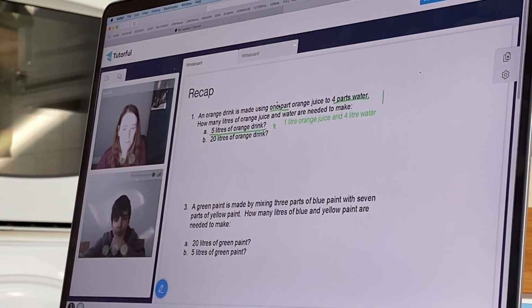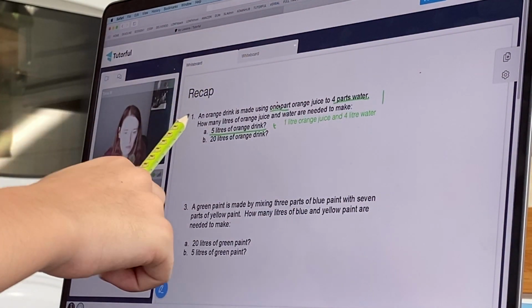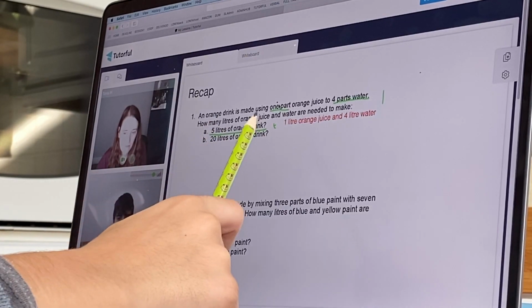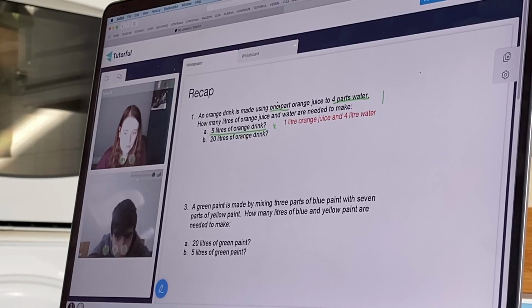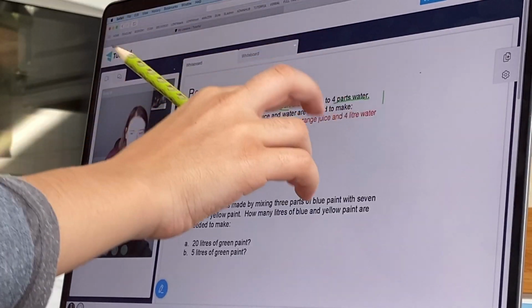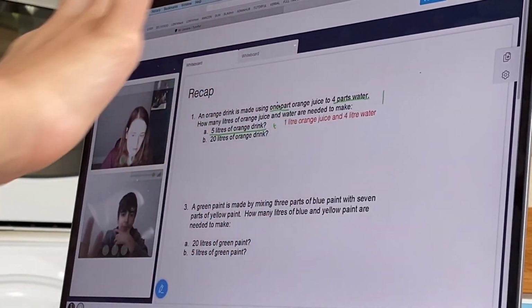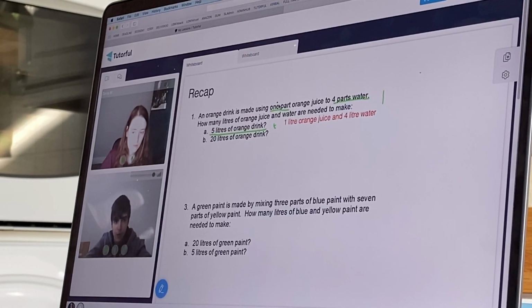And part B. So this time we want to make 20. We knew what we had to make last time for 5, but this time we want to make 20. So what do we need? We add them together and then multiply by 4. Yeah, brilliant. So to get from A to B, we can multiply by 4.